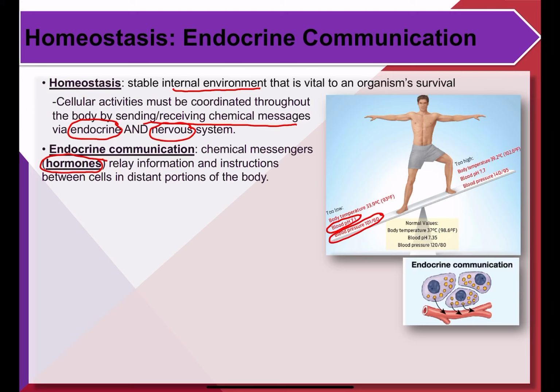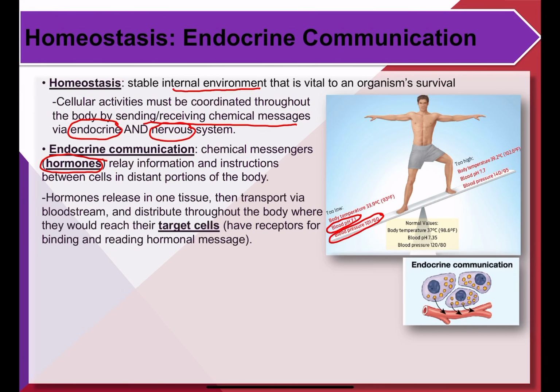So that's something different from the nervous system. In the nervous system, neurotransmitters travel across a synaptic cleft, but for the endocrine system, the little chemical messengers called hormones are traveling into the blood, and then they can travel pretty much anywhere within the body where there are blood vessels.